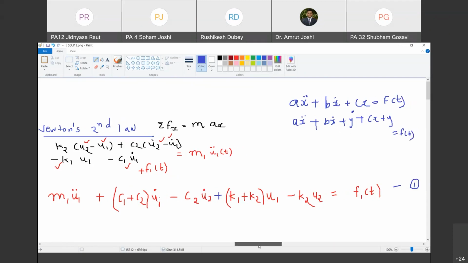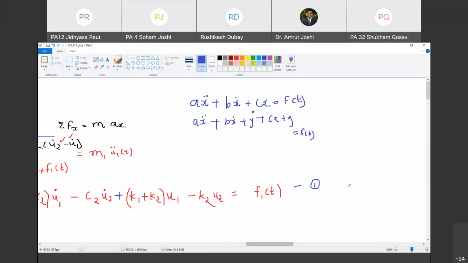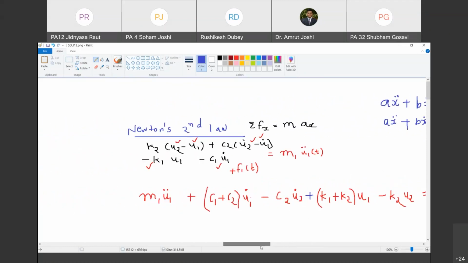So this differential equation is what we call a coupled equation. Are you with me? Yes, sir. This equation is coupled. In this, you have double derivative, single derivative and no derivative of both the degrees of freedom. It is not an equation written in a single degree of freedom. Do you understand? Are you with me? Yes, sir.